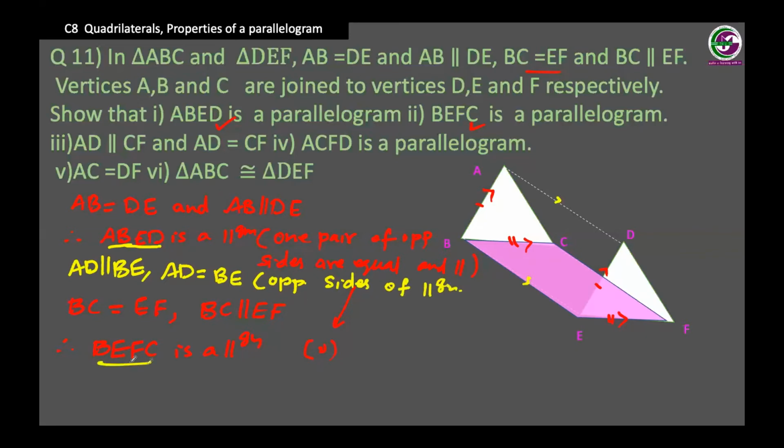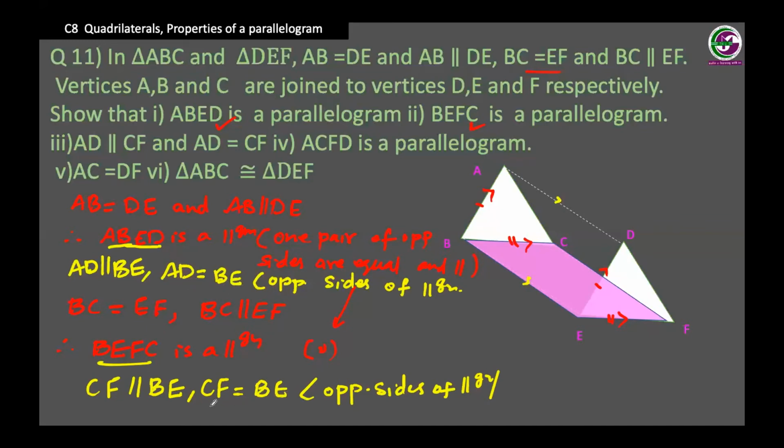And from BEFC, we get CF is parallel to BE and CF is equal to BE, also because they are the opposite sides of a parallelogram. So from here, we can find AD with BE, they are equal.